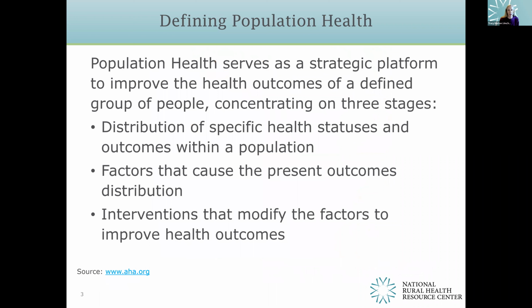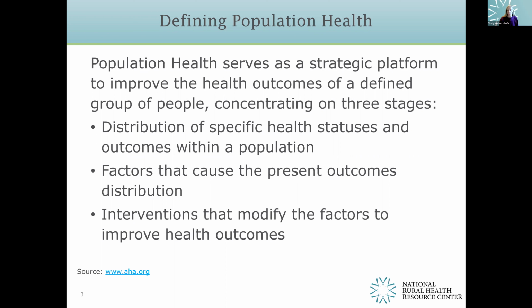It's also important to describe what is population health, because this is a word that can have many definitions as well. This is one that our organization gravitates to, and it's from the American Hospital Association. It describes population health as a strategic platform that improves the health outcomes of a defined group of people, and it concentrates on three different stages: the distribution of specific health status and outcomes within a population, the factors that cause those present outcomes and distribution, and interventions that can be used to modify or improve those health outcomes.